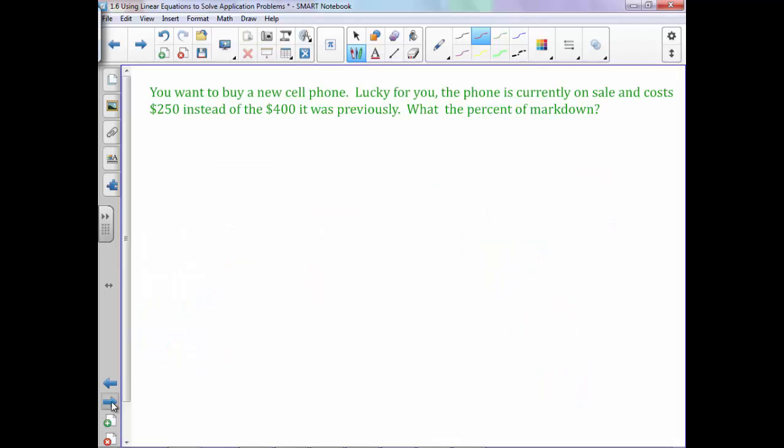Next up, now we're buying a phone. The phone is on sale. We know how much it is right now. We know how much it was previously. We want to know how much it was marked down as a percent. So we know what we're going to pay is this $250. That's what we're paying. And this is what it cost before. So our original cost. This is what we're paying.